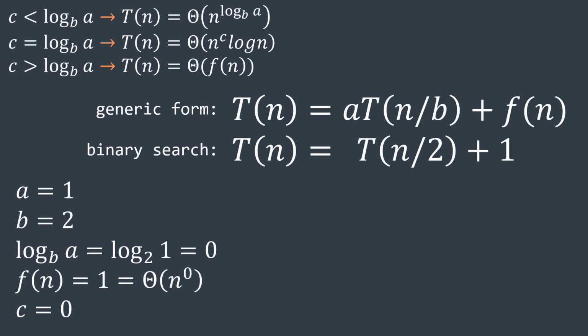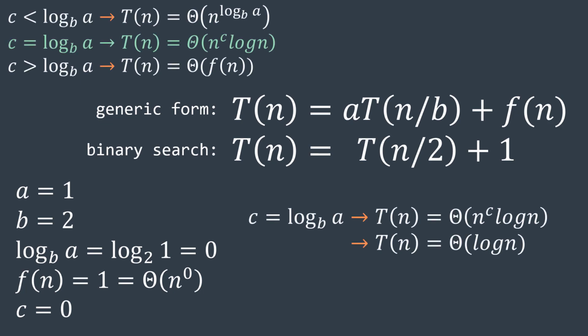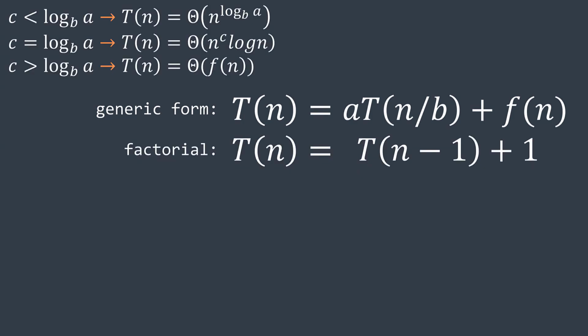Here log_b(a) is equal to c, so we are in the second case of the master theorem. We deduce that the time complexity of binary search is Θ(n^c × log n). We replace c by 0 and we get Θ(n^0 × log n), which is Θ(log n).